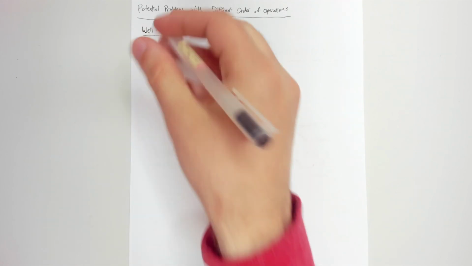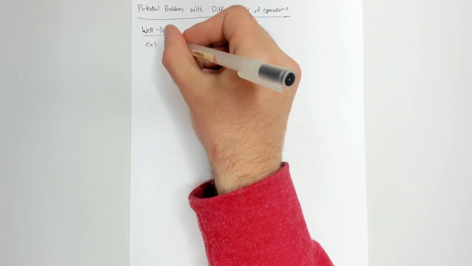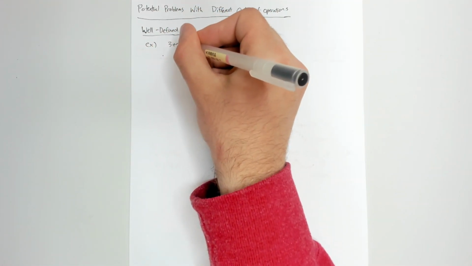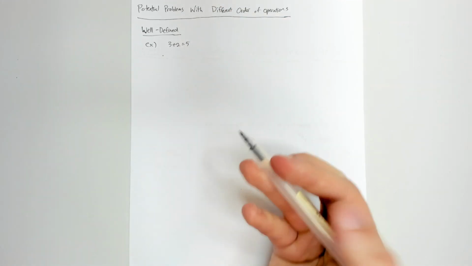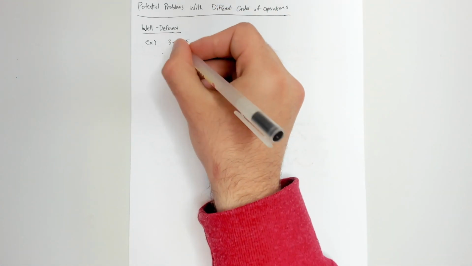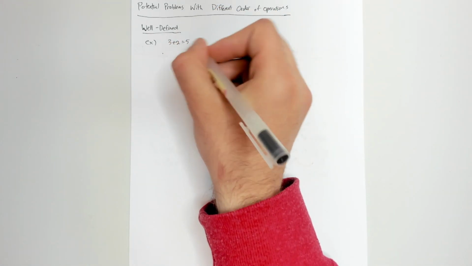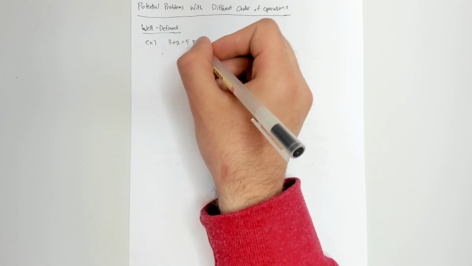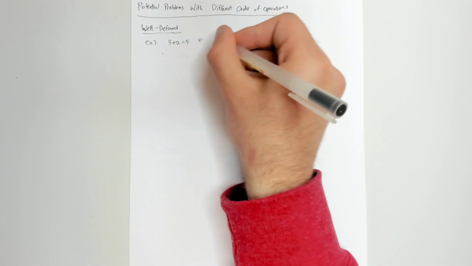To understand the concept of being well-defined, I think it's easiest to start with an example. If I have 3 plus 2, I know that's going to be 5. This is what's called a well-defined statement, because what addition does is it takes the number in front of it and the number after it, and it combines them in some way, right? So this is well-defined.